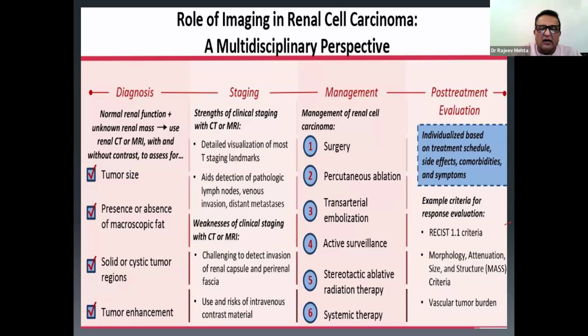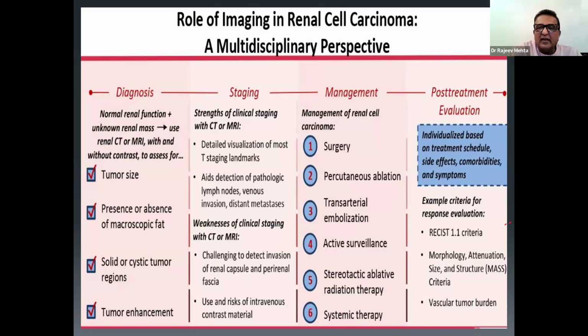In fact, touch wood, in so many years we have not come across major anaphylactic reactions, so that is not a major contraindication for doing a contrast CT. Management-wise, for renal cell carcinoma, it will help us with surgery, percutaneous ablation, transarterial embolization, again active surveillance, and I've spoken about the systemic and stereotactic ablative radiation therapy. For post-treatment evaluation, RECIST criteria can be applied on the basis of the CT and MRI findings: morphology, attenuation, size, structure, and finally, the vascular tumor burden.